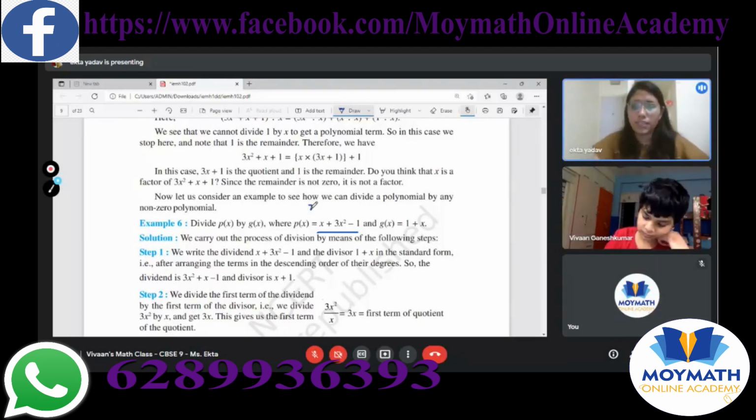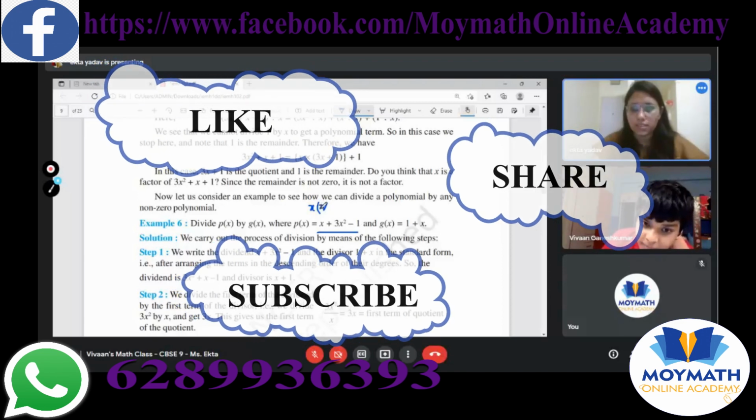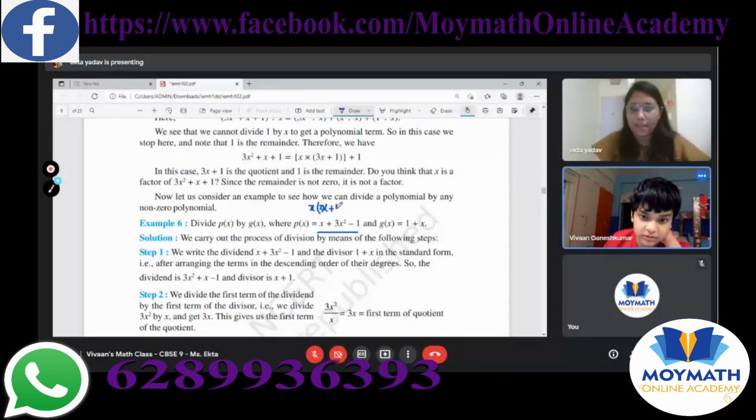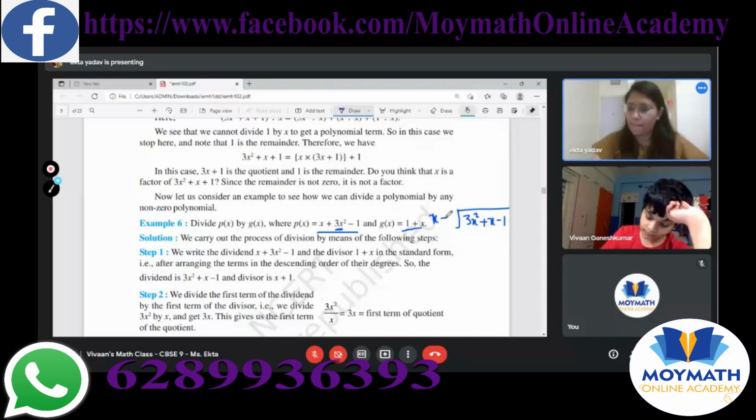X common, right? But we cannot put it in that format. If I put it, it will be x times 3x plus 1, and then minus 1, not plus 1. So we are not getting into that format. What will we do? We will try to solve it using the division method. In the division method, I will write the highest degree first. So I'll write 3x squared plus x minus 1, and I have to divide it by 1 plus x. I will write it as x plus 1 to make it easy.